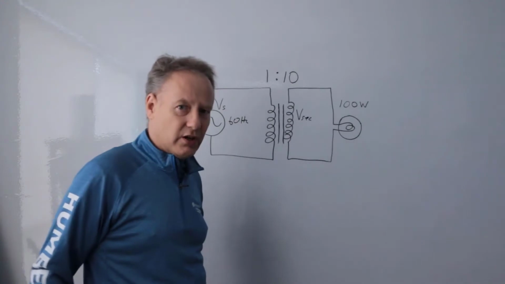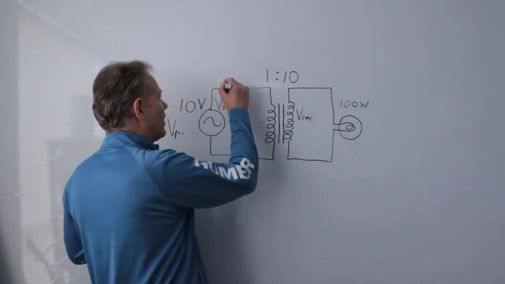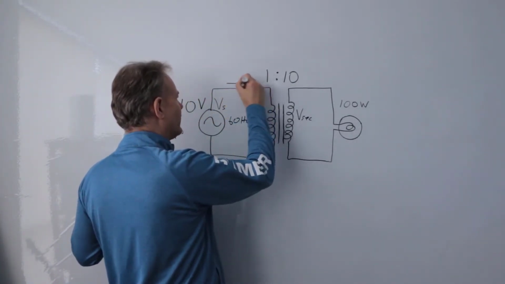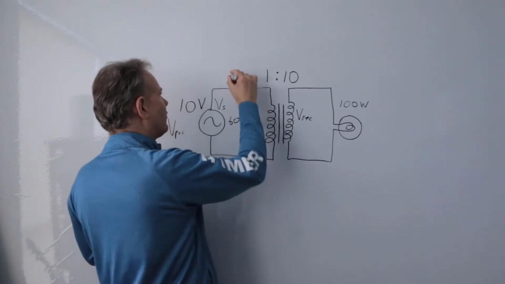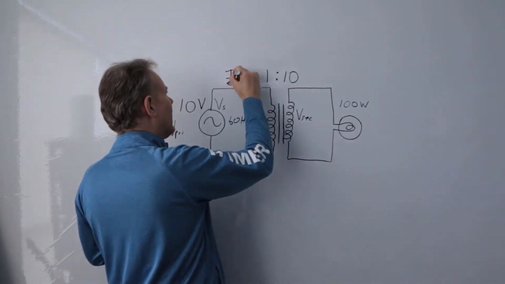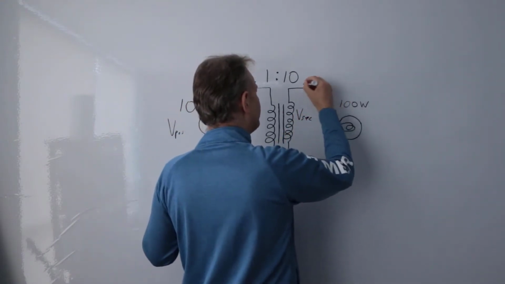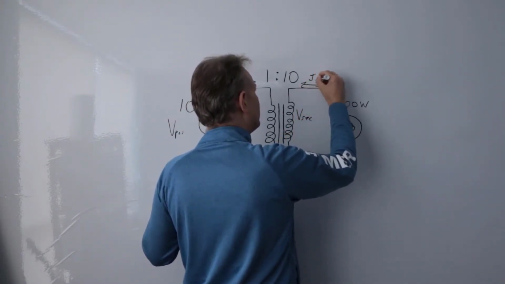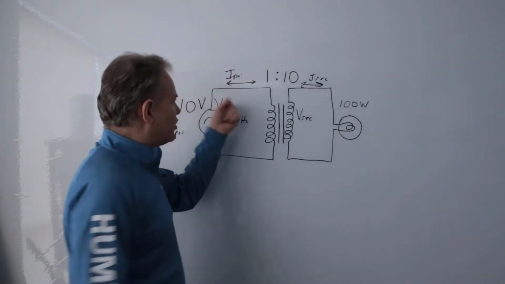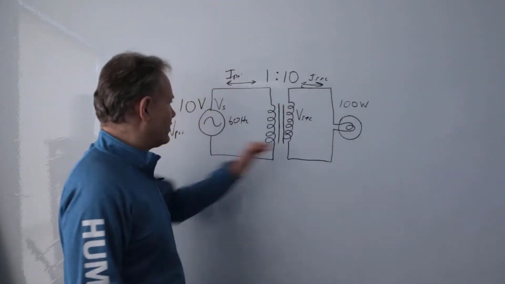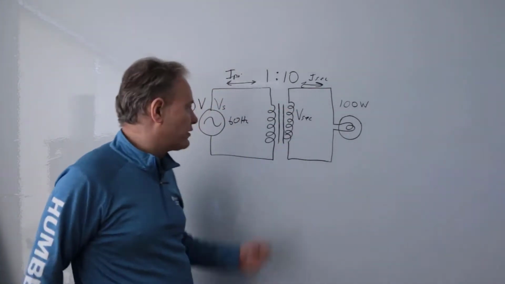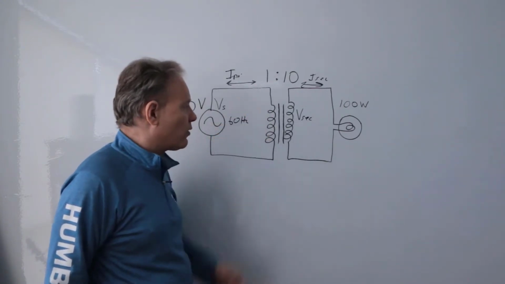Now, as far as the current goes, it's the same thing. I'm going to draw the current like this because we know it's AC. It goes both ways. This is going to be the I primary, and this is going to be the I secondary. Now, those currents are going to be different. These voltages are going to be different. Again, it only works with AC. These do not work on DC.